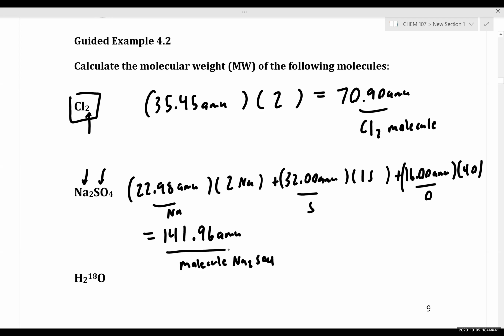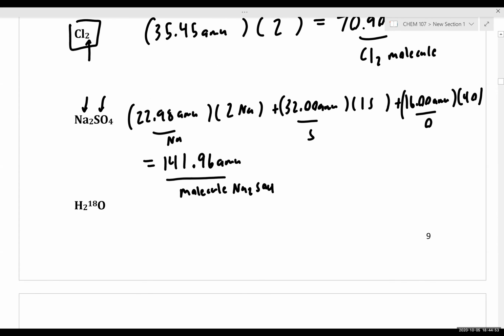Does this idea make sense to everyone? Does this idea of calculating molar mass make sense? Yes. Now, this can even be applied to isotopic species.